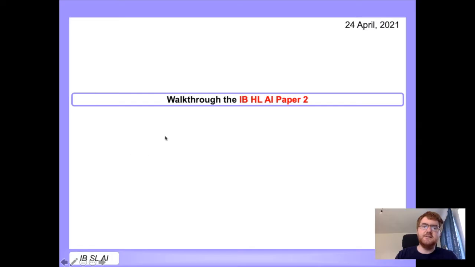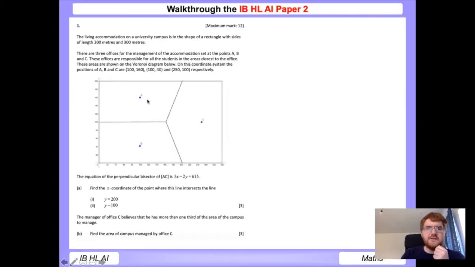Right, let's get started. So, we're given a diagram which represents living accommodation on a university campus with this being 300 meters and the height here being 200 meters. And this is essentially a Voronoi diagram question. So that means if I'm at C and I'm over here, for example, then the closest office will be at C. Likewise, if I'm here, then B will be the closest. This is what the diagram represents.